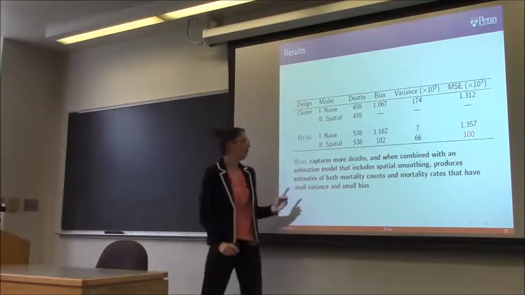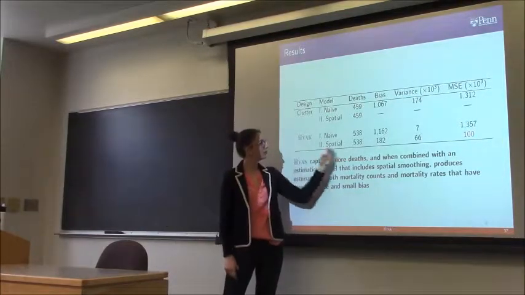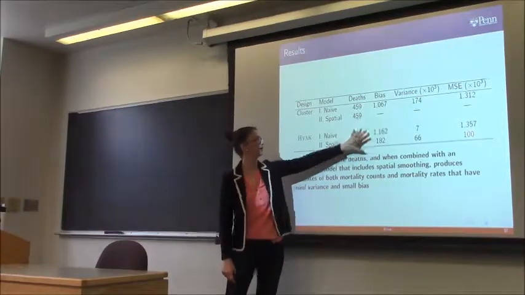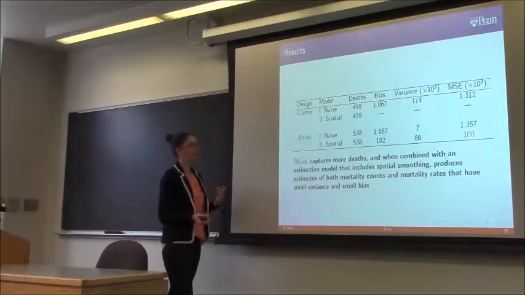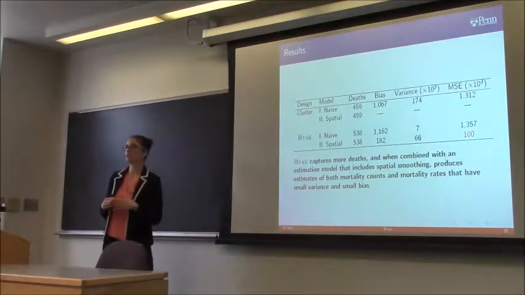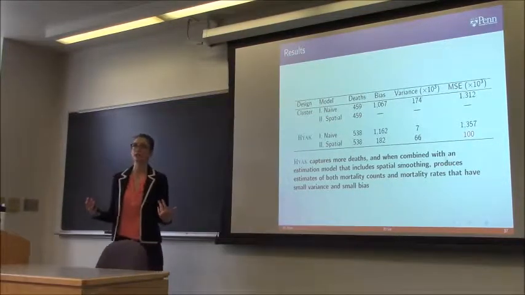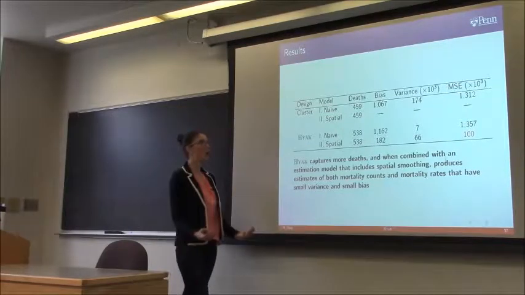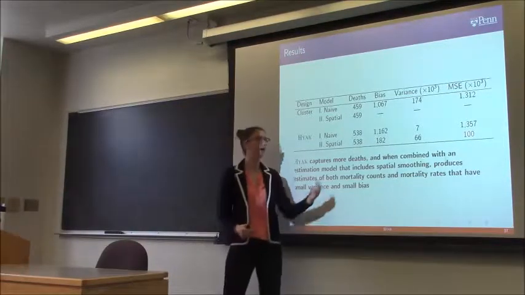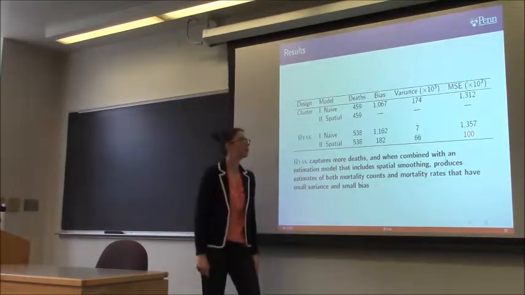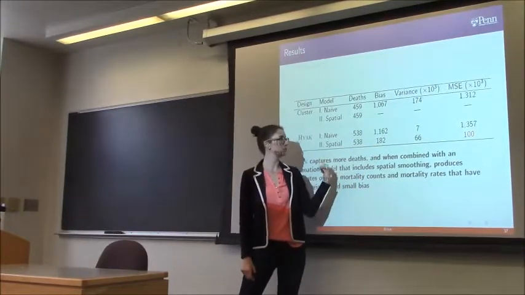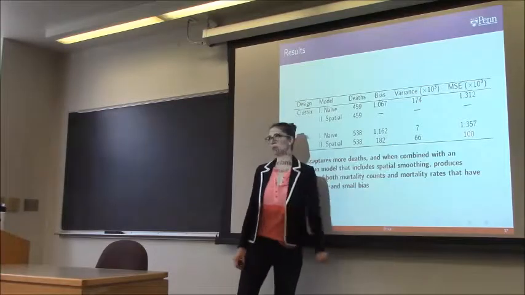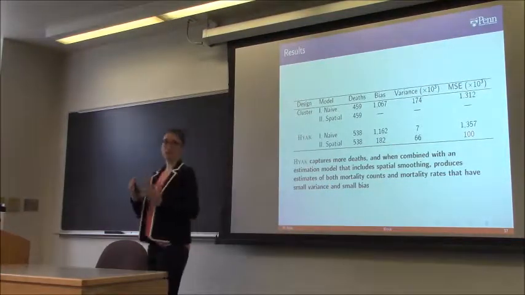Okay, so now if we look within the Hyak rows of the table, we see that when we combine the informed sampling procedure with a model that smooths across space, we are doing so much better in terms of our predictive accuracy. So you can see that our bias is an order of magnitude smaller using the spatial model, but we lose a little bit on the variance. So that's the bias-variance trade-off.